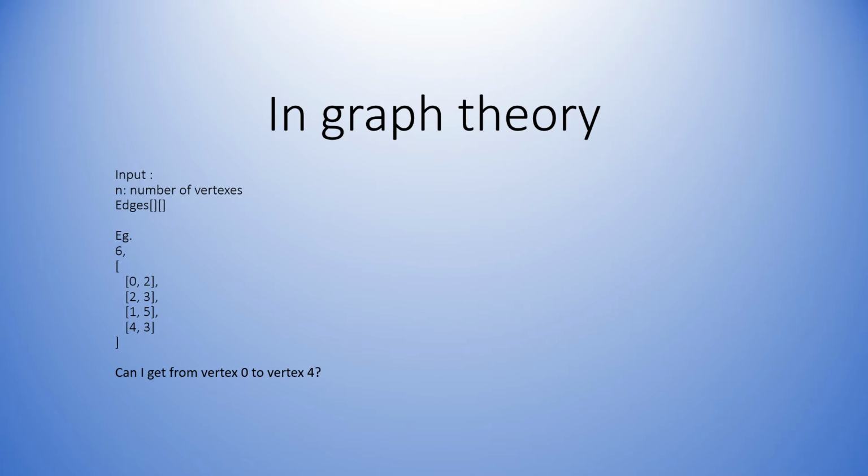Let's transform the description to something more graph theory. The number n means that there are n vertices in the system. The 2D array are bidirectional edges connecting the vertices. In case you don't know, if two vertices A and B are connected by a bidirectional edge, you can get from A forward to B and then B backward to A by the same edge. Now, the question becomes, can you get from vertex 0 to vertex 4?